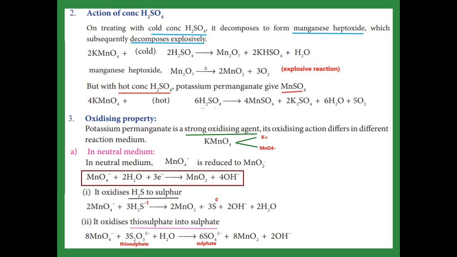Then in the second one, thiosulfate, S2O3 2-, changes into sulfate. See the product side, SO4 2-. Here thiosulfate contains 3 oxygens but sulfate contains 4 oxygens. So one more oxygen is added. Addition of oxygen is called oxidation. So thiosulfate is oxidized to sulfate with the help of potassium permanganate.